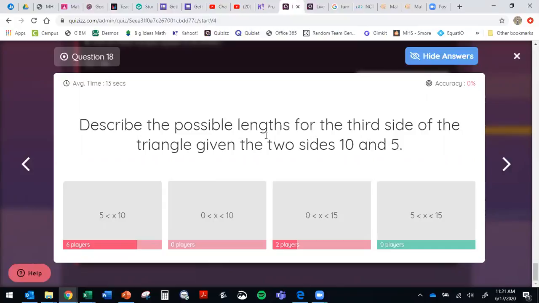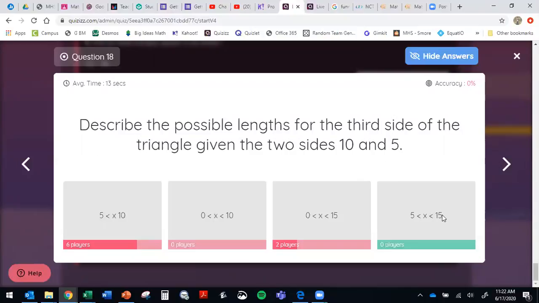So if we have two side lengths of 10 and 5, when we add those together, and then whatever the third side is, they have to be more than the other side. As an example, we could have a side of 6 because 6 plus 5 would be 11, and 5 plus 10 would be 15, which is more than 6. And so then we're good.